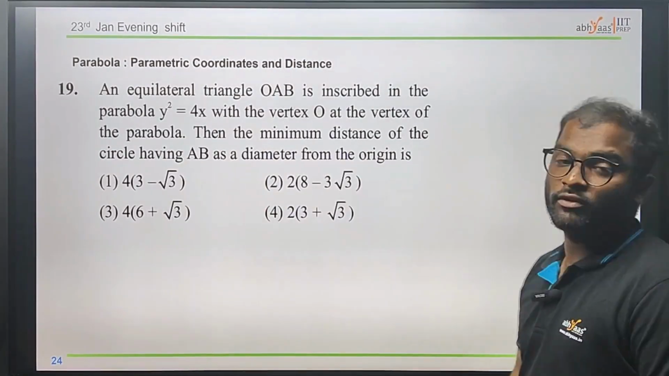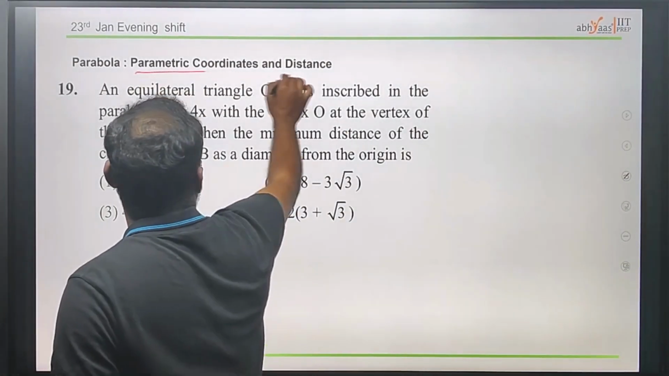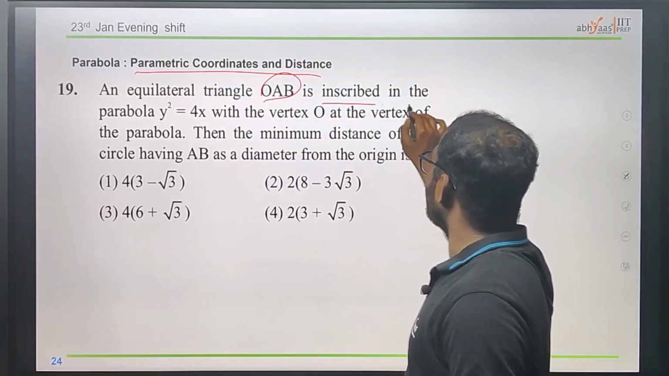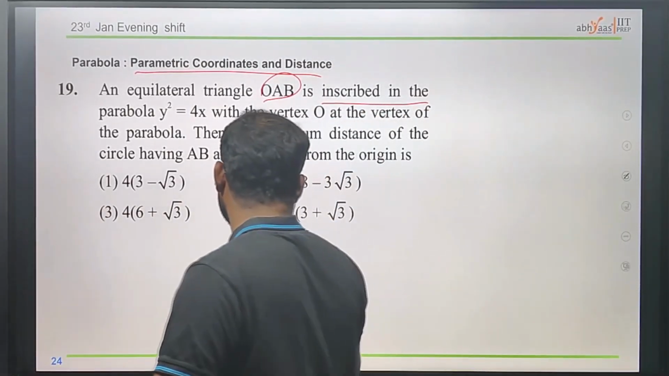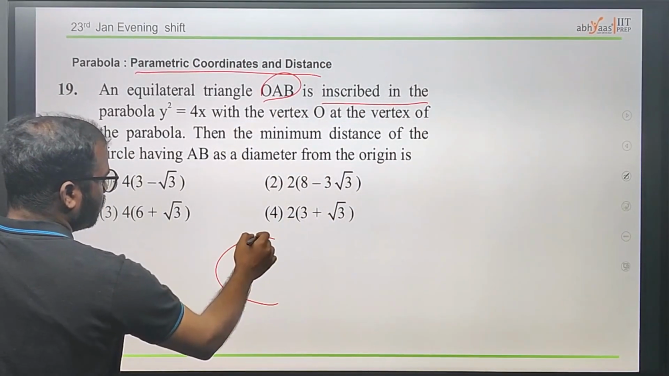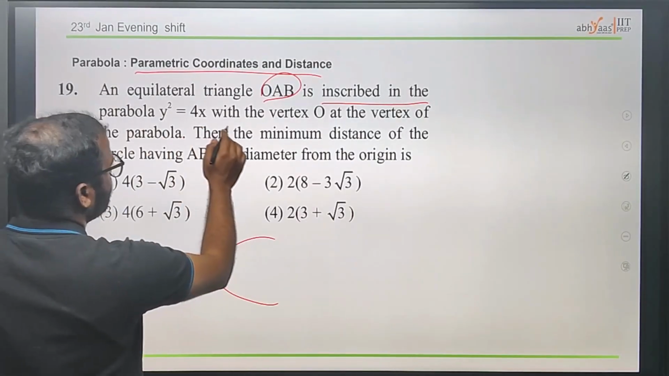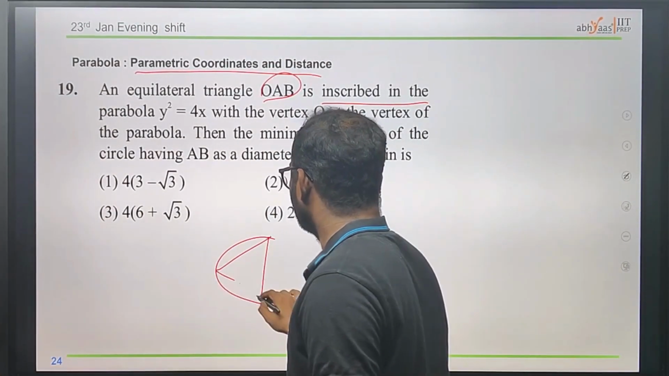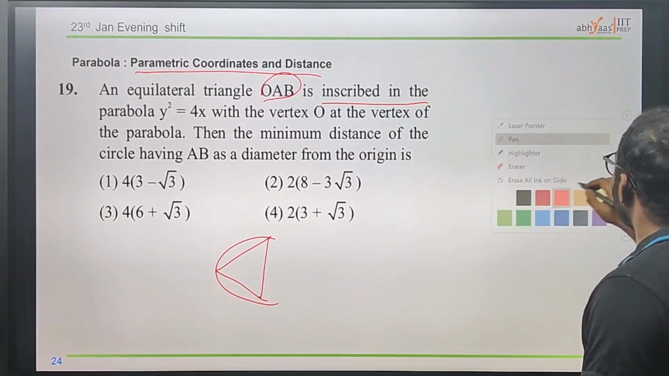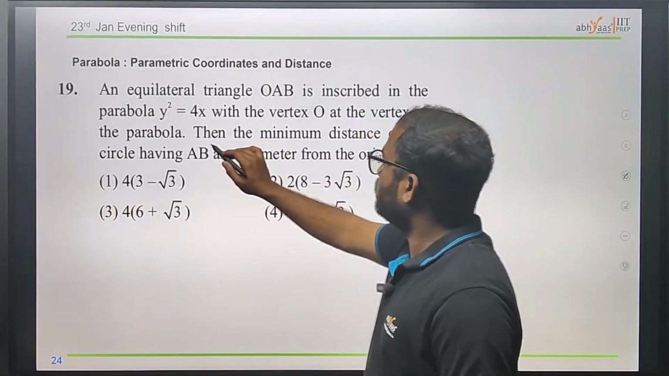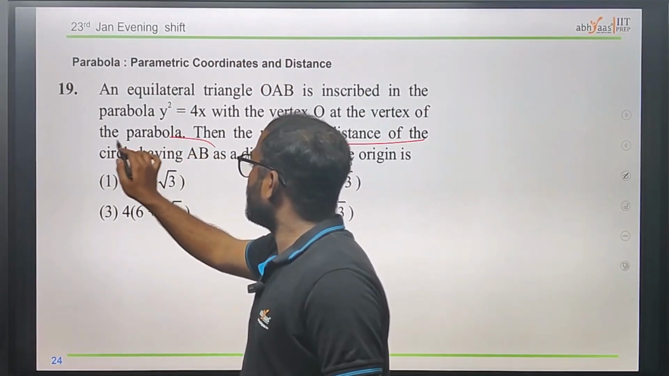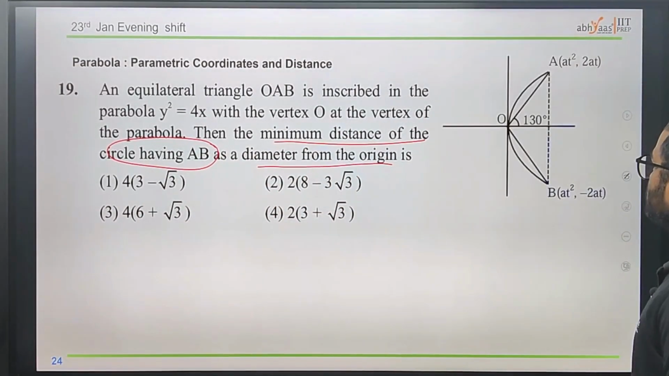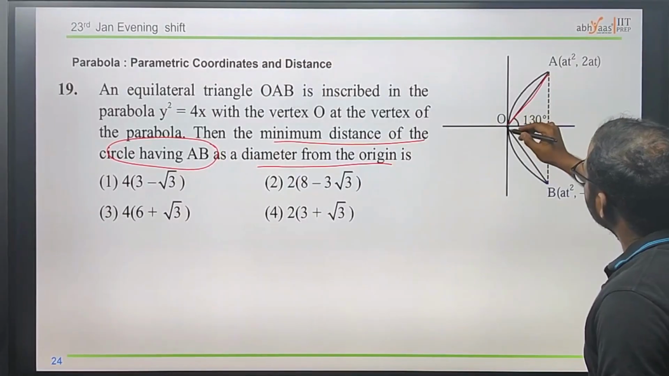Okay, next thing, in the case of parabola, parametric conditions and the distance. If an equilateral triangle OAB is inscribed in the parabola, like this type, with the vertex O, like this situation will come. Now, at the vertex of the parabola, the minimum distance of the circle having AB as a diameter from the origin. If you see here, this type of situation we have.